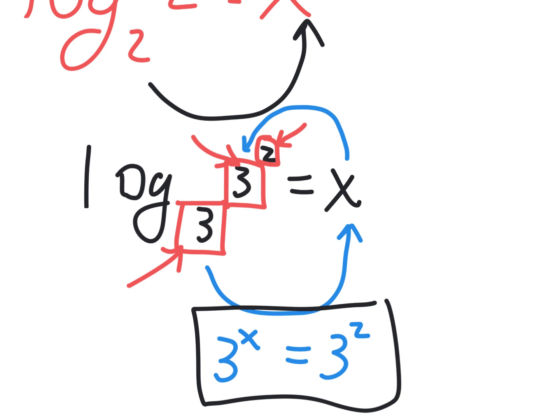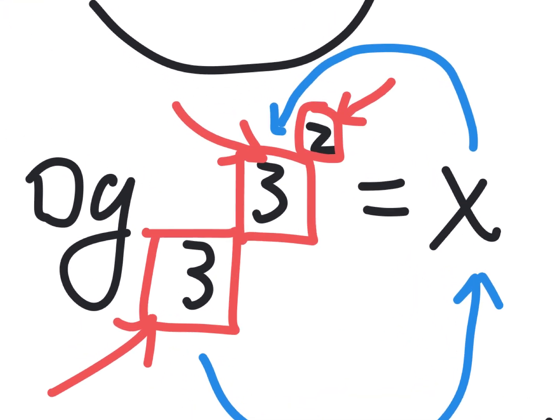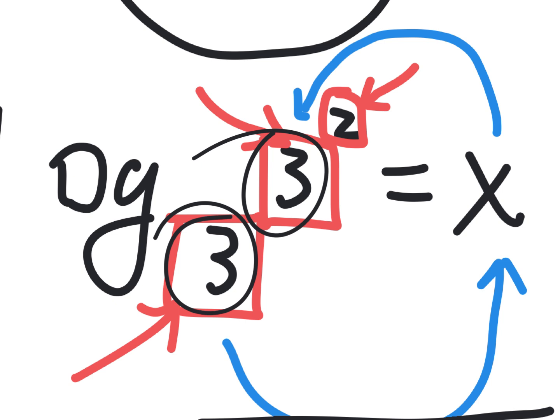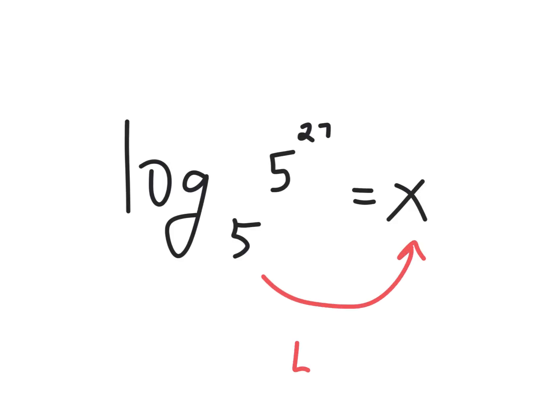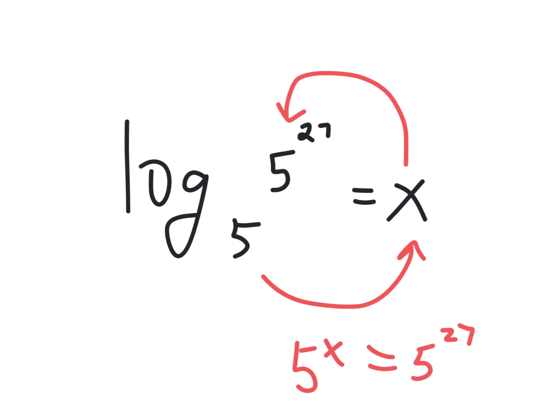All right, so what you're looking for is if the bases are the same, then the answer will be right there. Log base 5 of 5 to the 27th is equal to x, and the answer is what? 27. If you want to see why, it's because 5 to the x equals 5 to the 27. And then, of course, x has to be 27. It's the only way it would work.